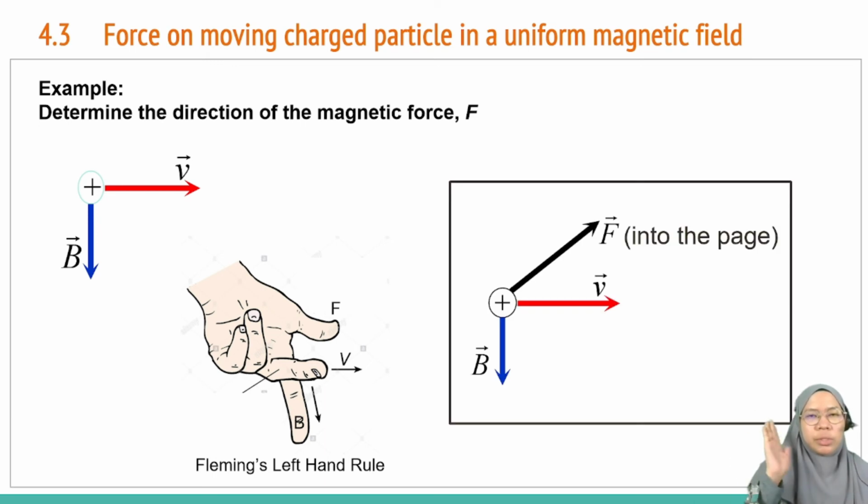Okay, you can also use the right hand palm rule. This one is for positive charge, right hand palm rule. So B going down, V going to the right. So coming up from your palm is the magnetic force.